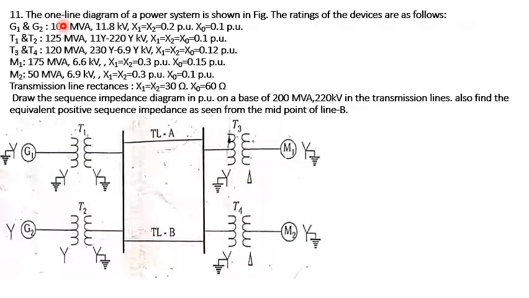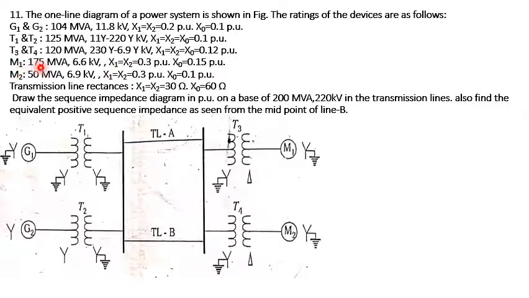The problem is like this. The one line diagram is shown and the ratings of the devices are given below. G1 and G2 are 100 MVA, 11.8 kV, X1 = X2 = 0.2, X0 = 0.1. For transformers T1 and T2, 125 MVA, 11/220 kV, both star connected, X1 = X2 = X0 = 0.1. T3 and T4 are 120 MVA, 230 kV star, 6.9 kV also star, X1 = X2 = X0 = 0.12.